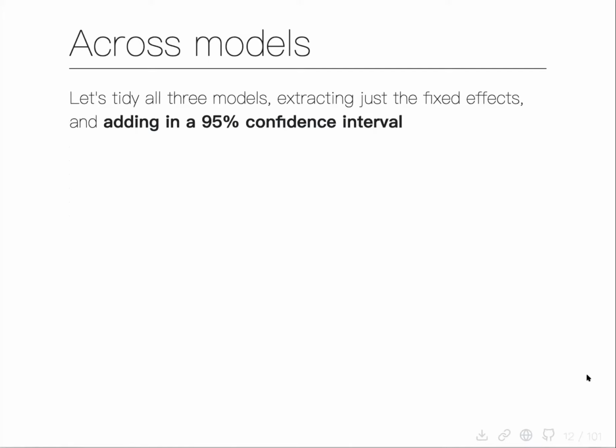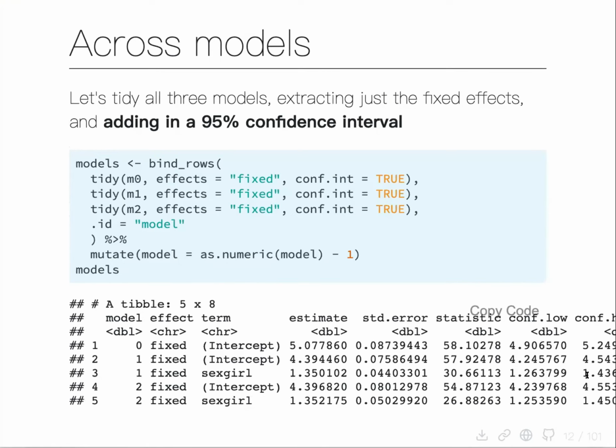Very often though, we want to do things across multiple models. So in this case, we have those three models. Let's go ahead and tidy all three models. And at the same time, we're going to add in a 95% confidence interval, okay? So this is how I would do this. I'm using this function bind_rows, which is going to bind rows of data frames. So we have one data frame here and another data frame here. bind_rows is just going to staple them together, okay?